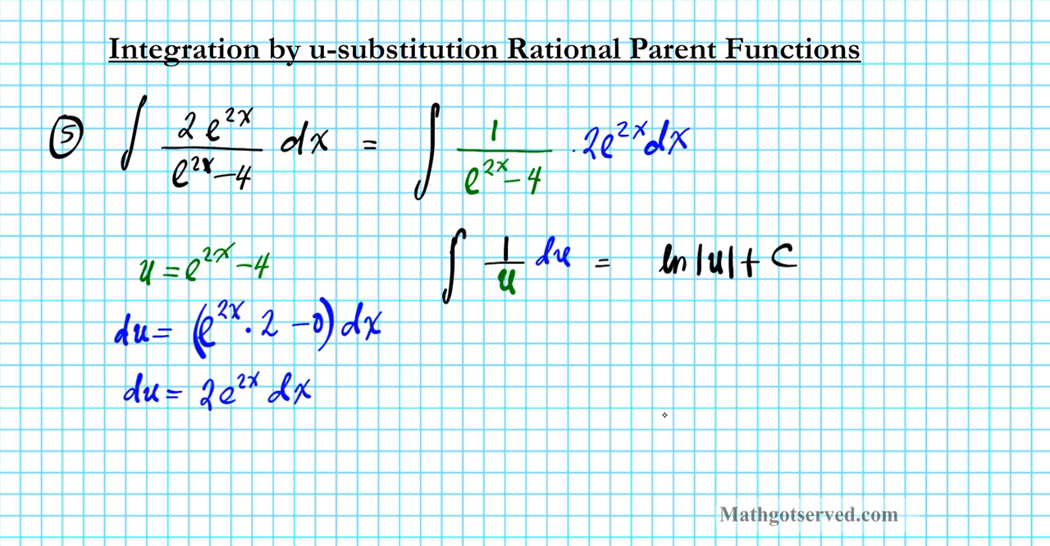To finish up the problem, we're going to plug in the value of u back into this expression. u is e to the 2x minus 4. So our final answer will be the natural logarithm of the absolute value of e to the 2x minus 4 plus the constant c. And there goes our final result. Go ahead and box that.